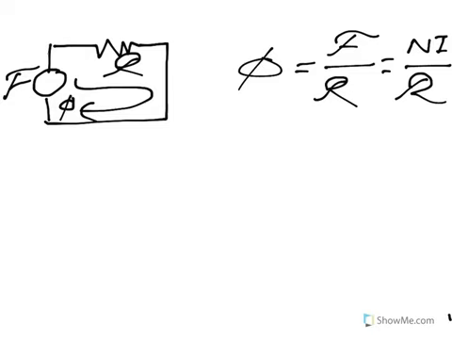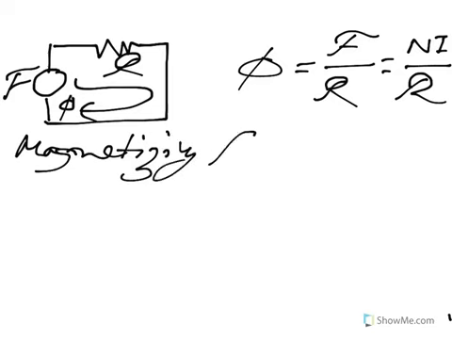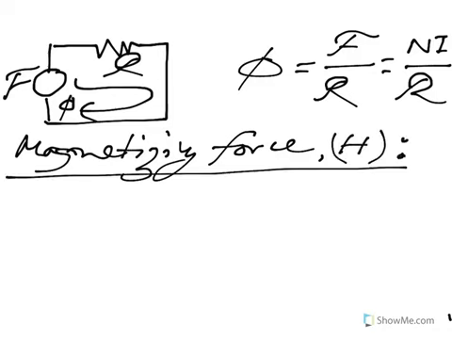The next property we'll discuss is the magnetizing force, which is represented by H. By definition, it is the magnetomotive force per unit length, H equals F by L, where L is the length of the magnetic flux line.